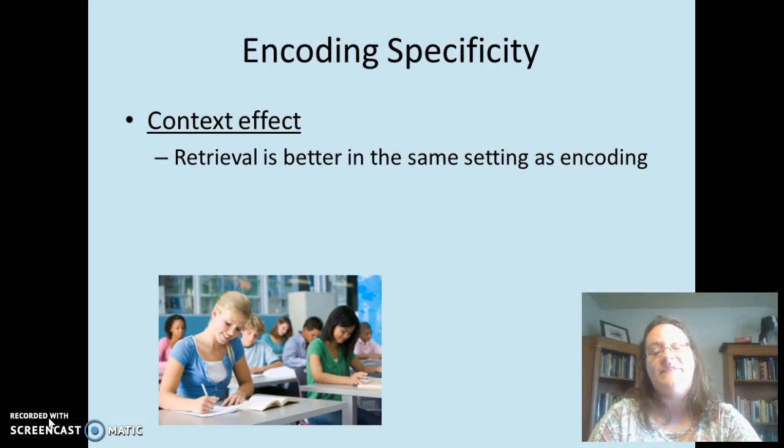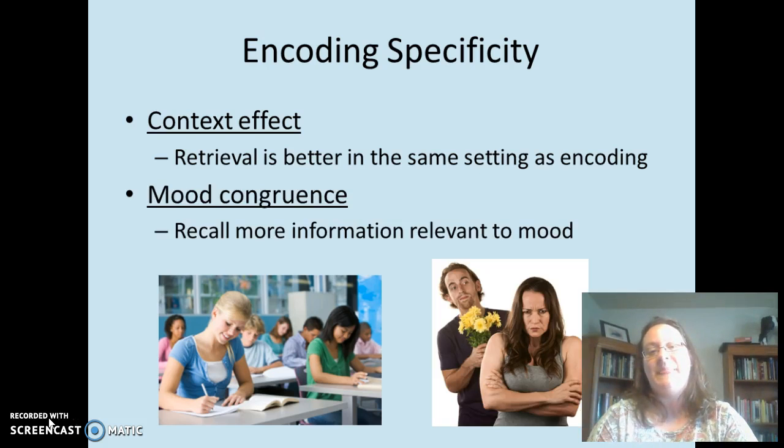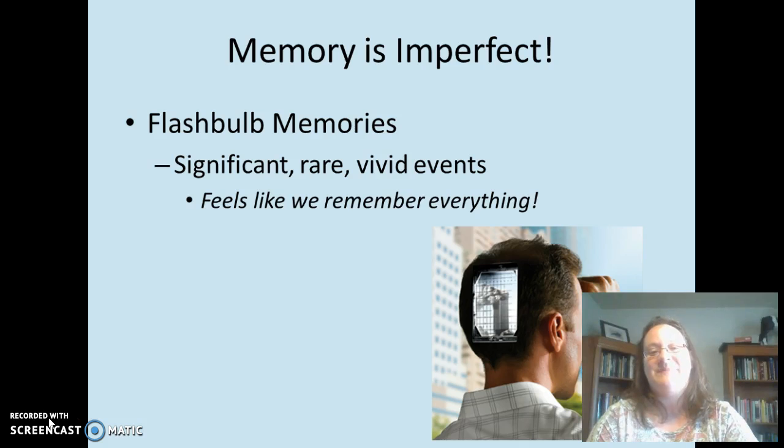We also have some ways in which encoding is a little bit specific. The context effect says that retrieval is better in the same setting as encoding. If you go through and do all the material for this class at your desk, you'd do better on an assessment at that same desk than if you sat at a busy Starbucks. If you're in the same setting in which you encoded something, your retrieval might be easier. Mood congruence is also an interesting idea, and I know I experience this a lot. You recall more information relevant to your mood. If you're in a good mood, you can recall times you're happy. If you're in a bad mood, you recall times you're upset.